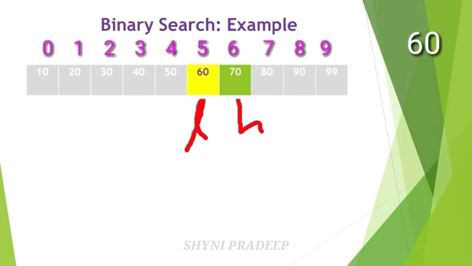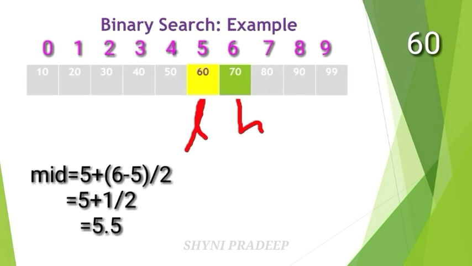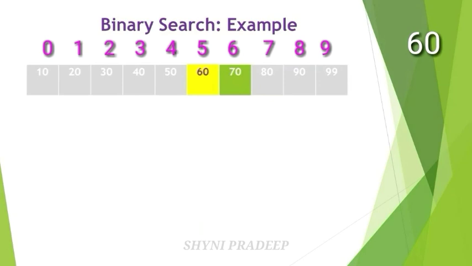Now I'm going to calculate the mid formula. Mid is equal to lowest value 5 plus, highest value 6 minus lowest value 5, divided by 2. So 5 plus 1 by 2 is equal to 5. You don't take fractional values. So 5 is the index position. Our new mid is 5. See here, which value is stored in the index position 5? 60.